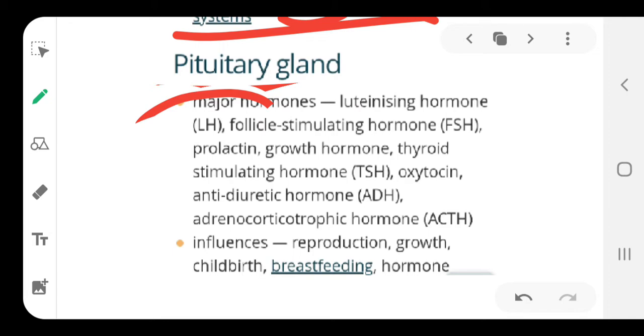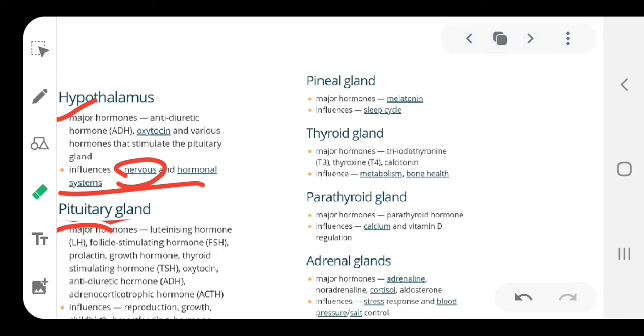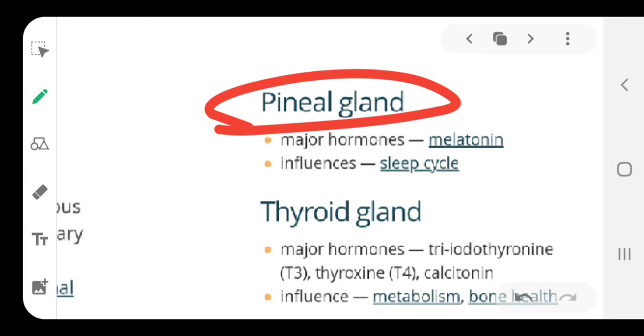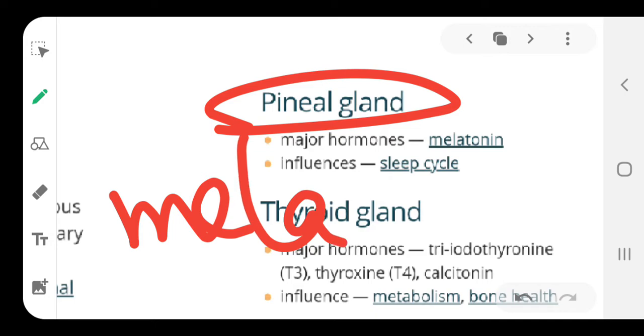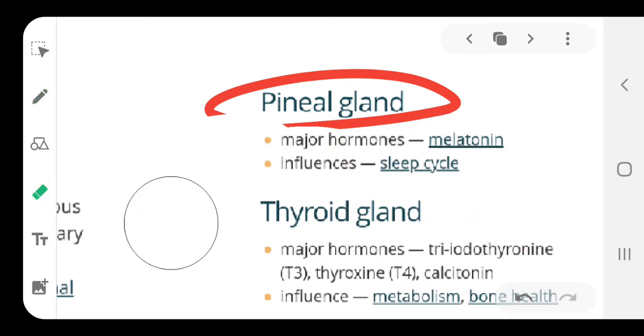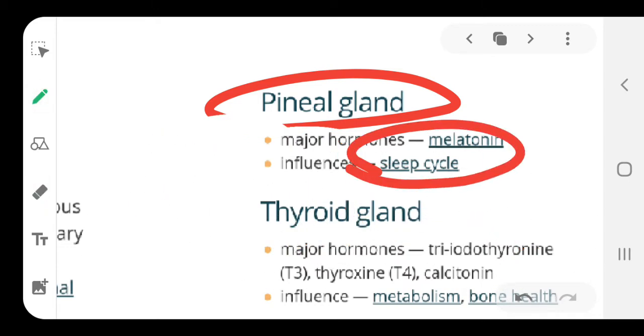And hence the pituitary gland helps in a number of cycles of the body: reproduction, the growth cycle, childbirth and breastfeeding. So, hence it performs approximately all the functions of the body. So, we call it a master gland. Then comes the other gland in the brain called the pineal gland. It produces a hormone called melatonin. So, write it down, M-E-L-A-T-O-N-I-N. These names are new for us, so you should be noting them down properly. The melatonin also regulates or influences your sleep cycle.